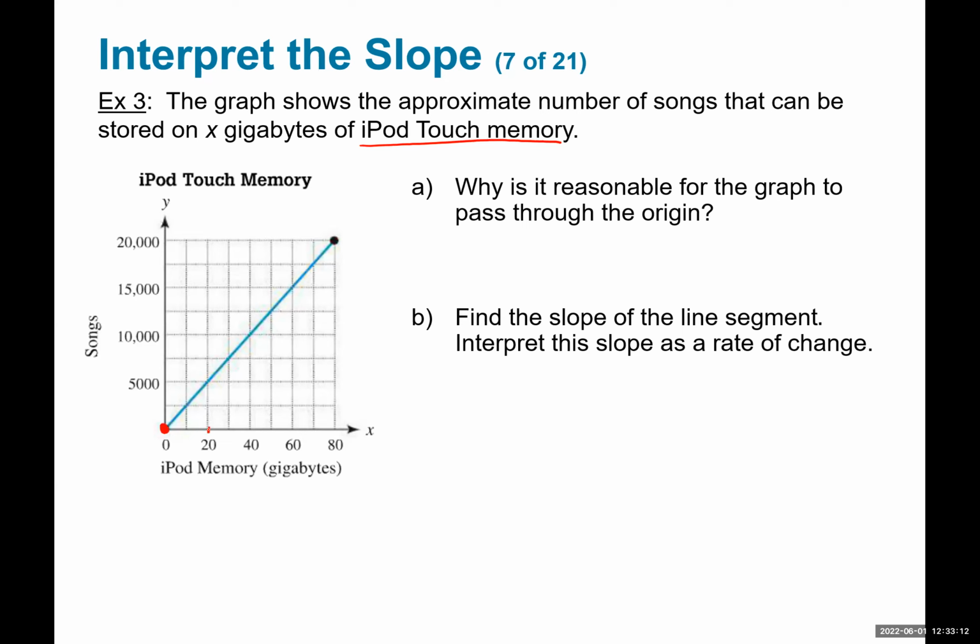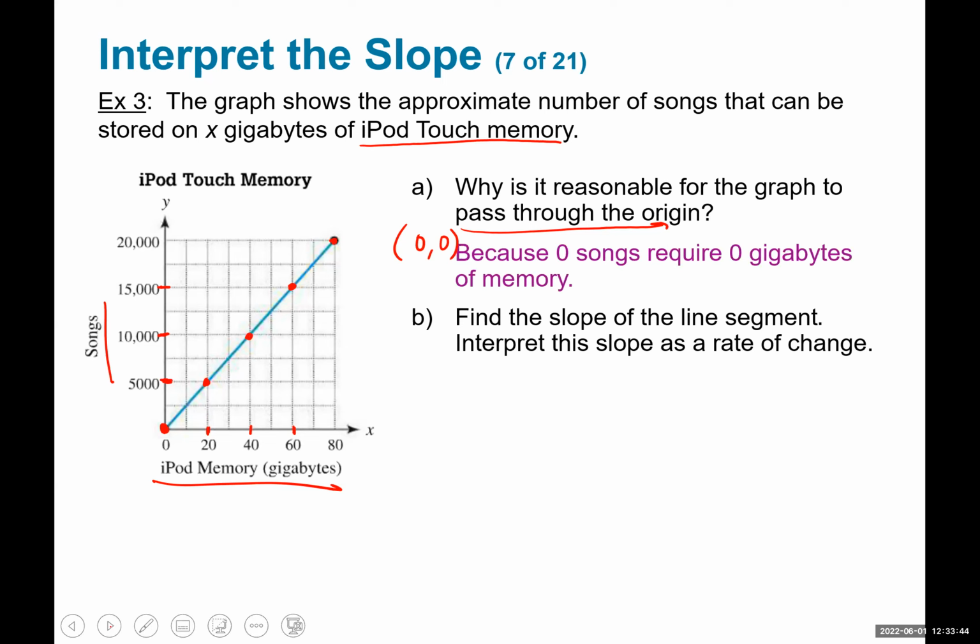If you have 20 gigabytes of data, that gave you about 5,000 songs. 40 gave you 10,000. 60 gave you 15,000. You see these points on this graph. That's where I'm getting this data from. 80 gives you 20,000. So why is it reasonable for the graph to pass through the origin? Well, if you don't have any space, you can't have no songs. So 0, 0, which is our origin, makes sense. No space, no songs. Okay.